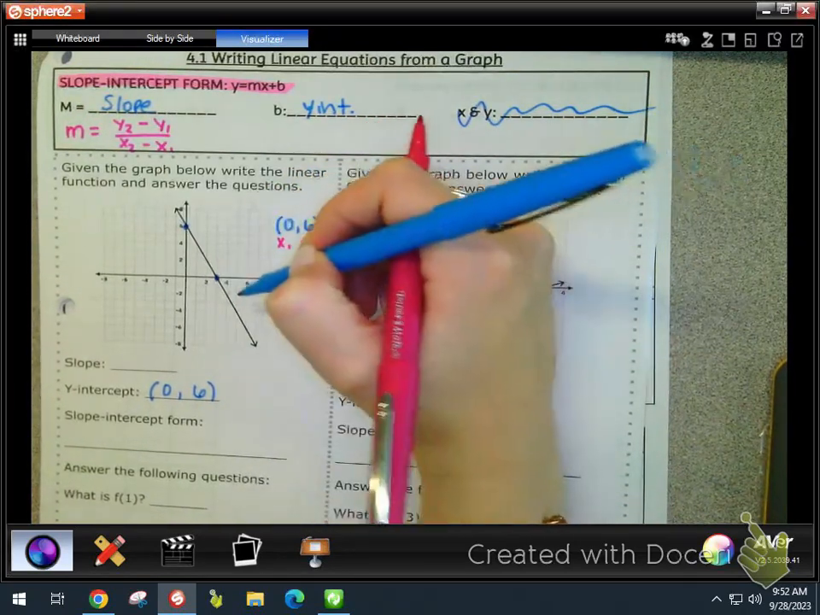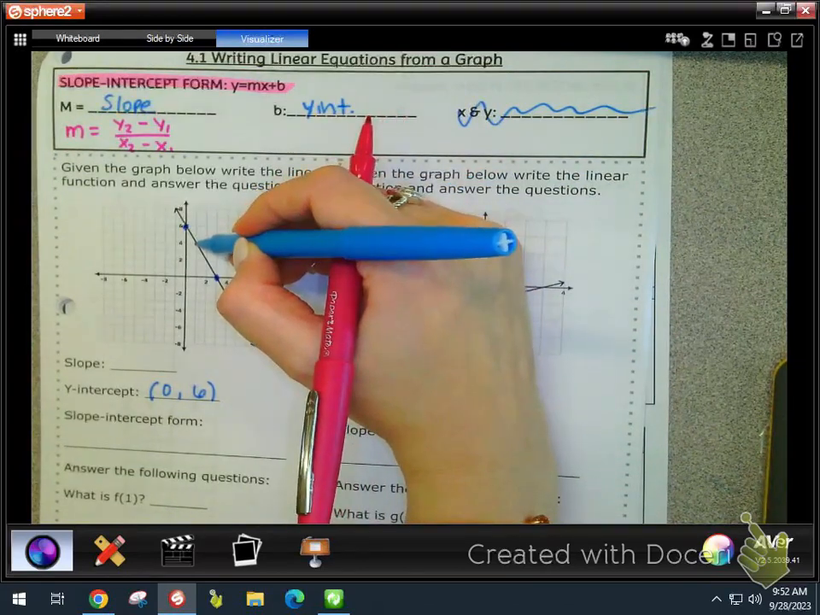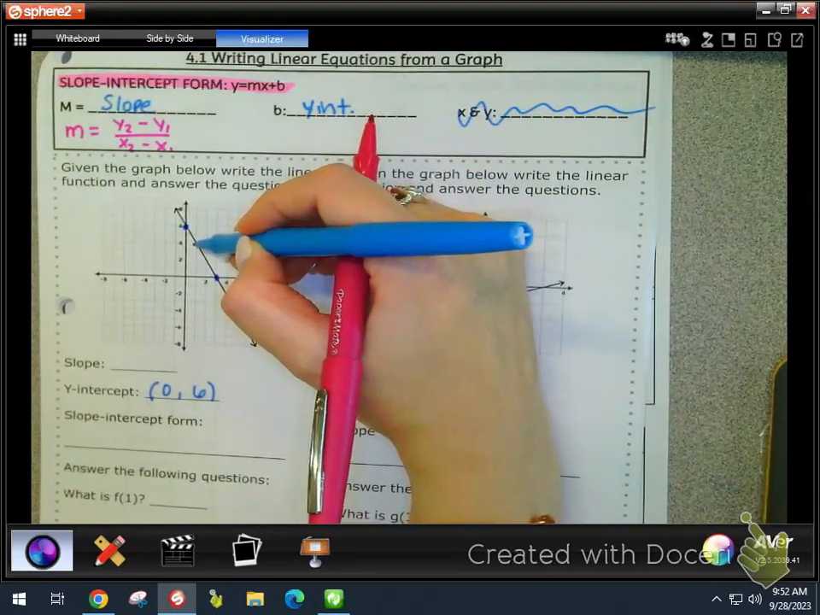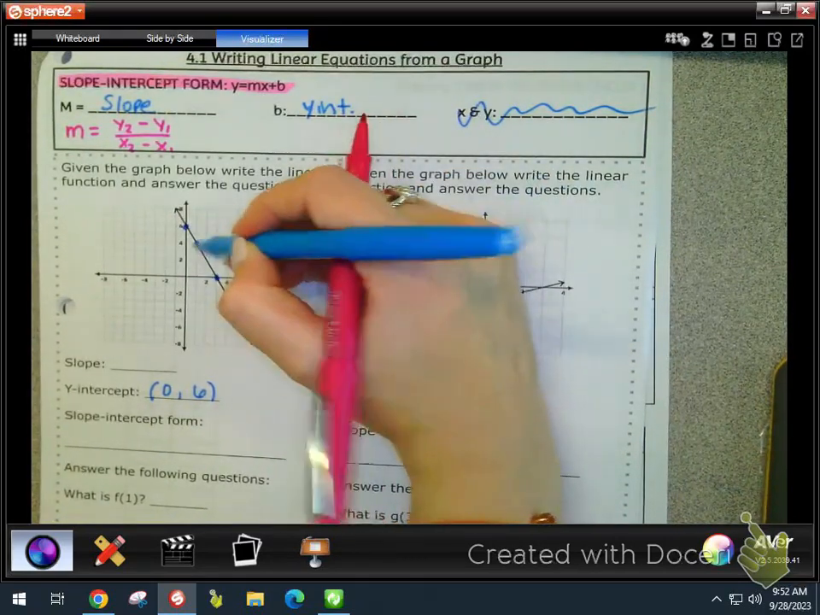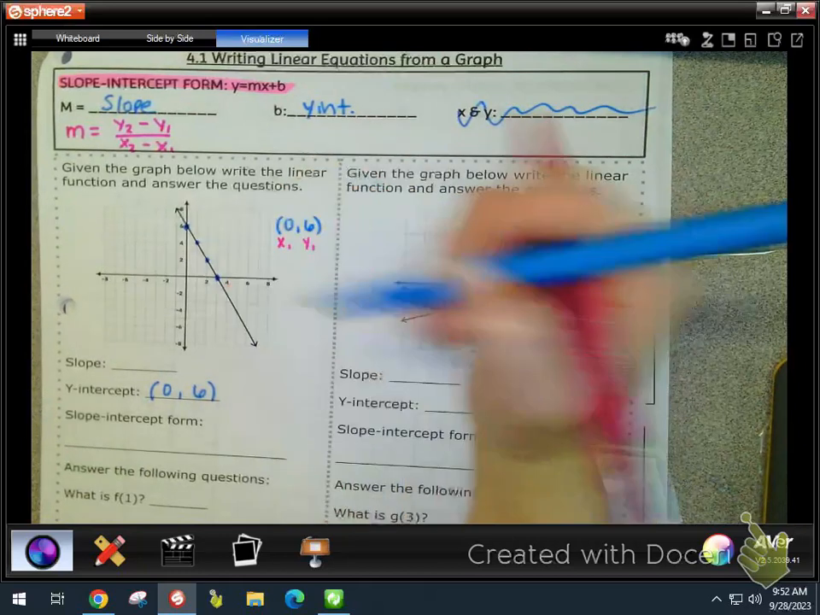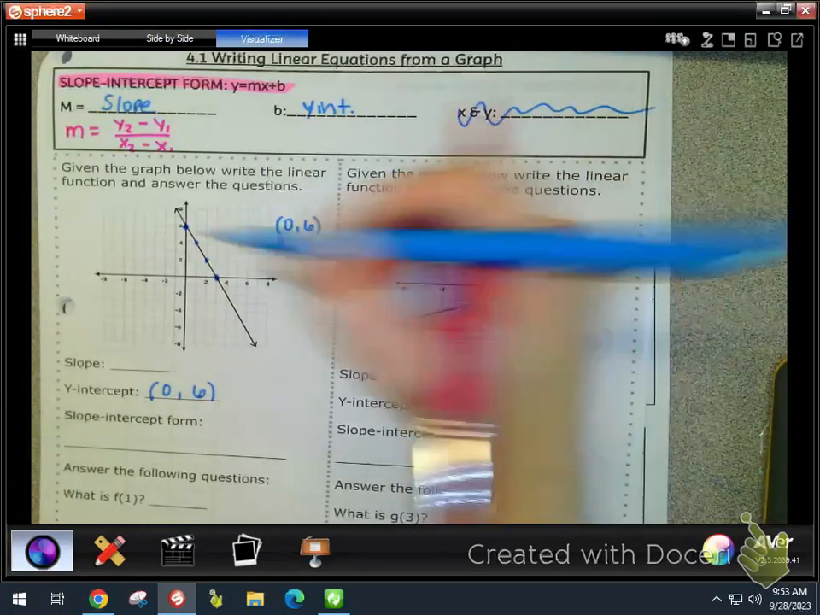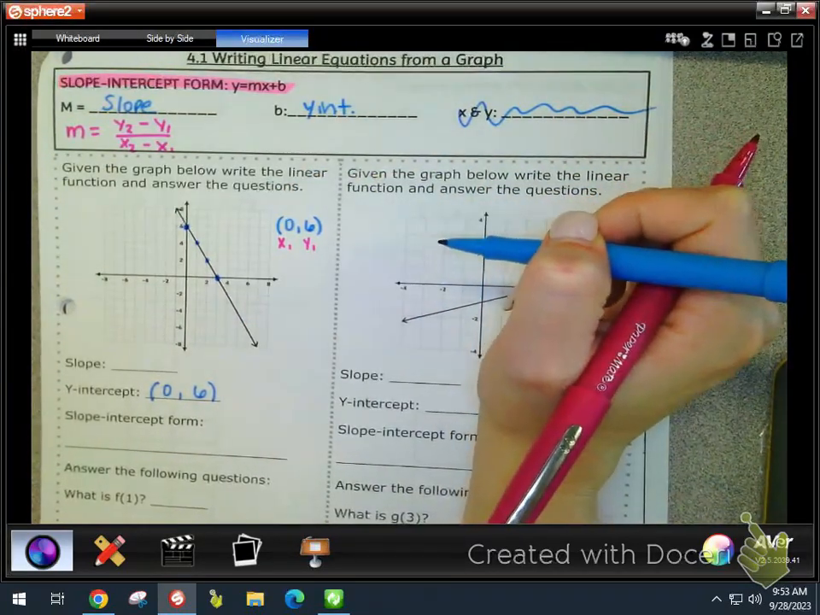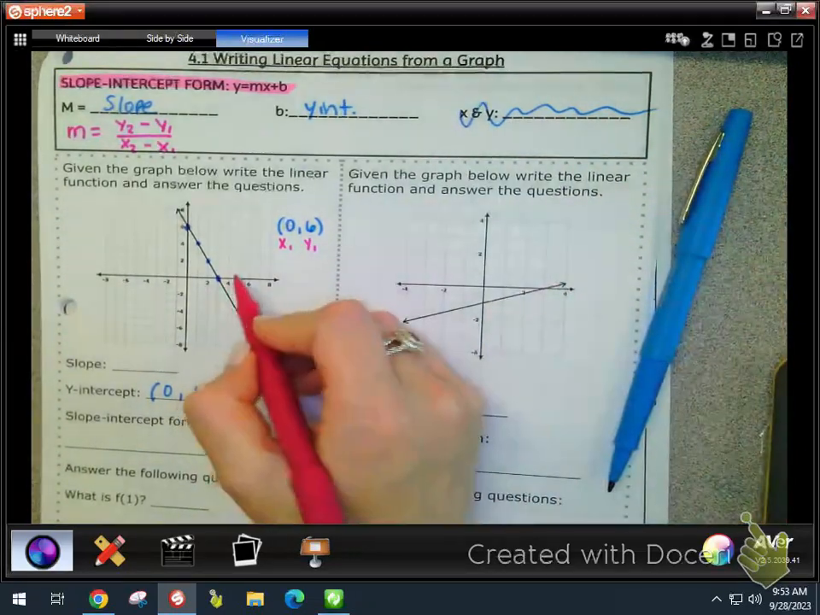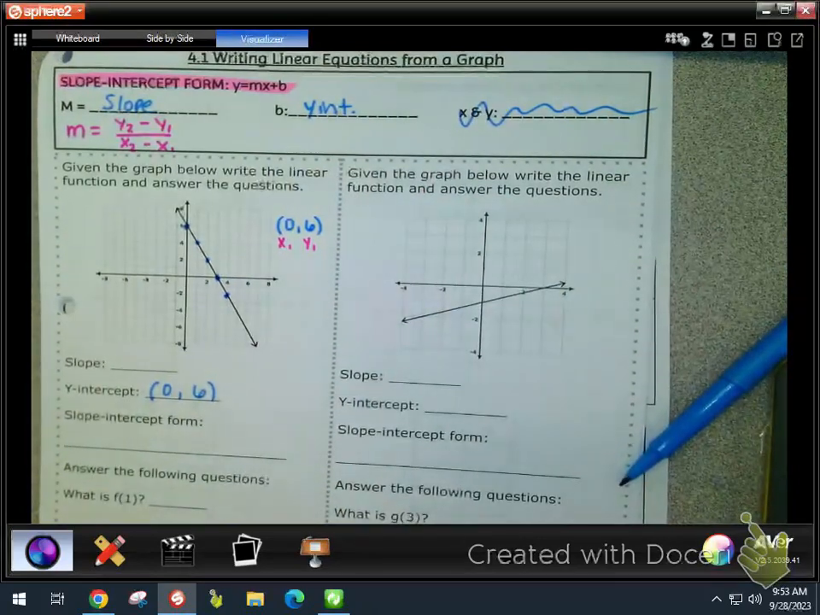Any other point you want to use? 7. Don't just throw out the number 7. That's not a point. You could use this point. You could use this point. It's 1, 4, buddy. 1, 4, 2, 2, 3, 0. Pick your poison. 1, 4. Yes, it is on there. 4, -2. Absolutely. You've got lots of options here on which ordered pair you use.